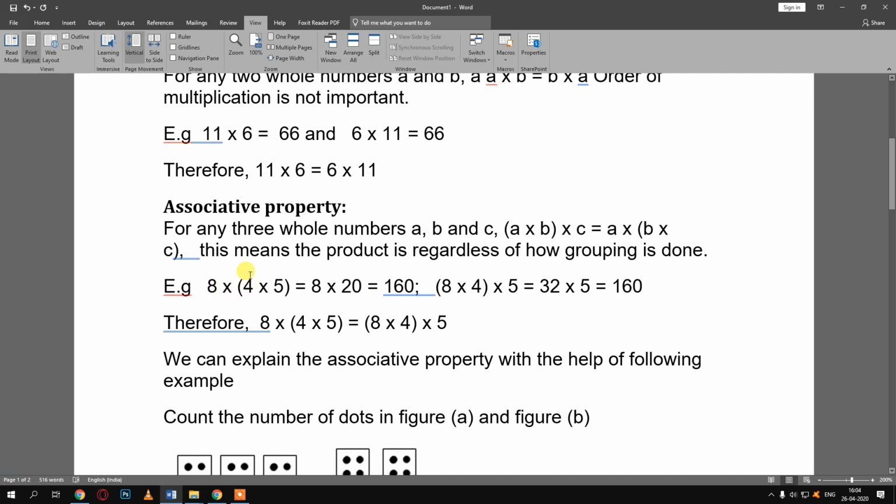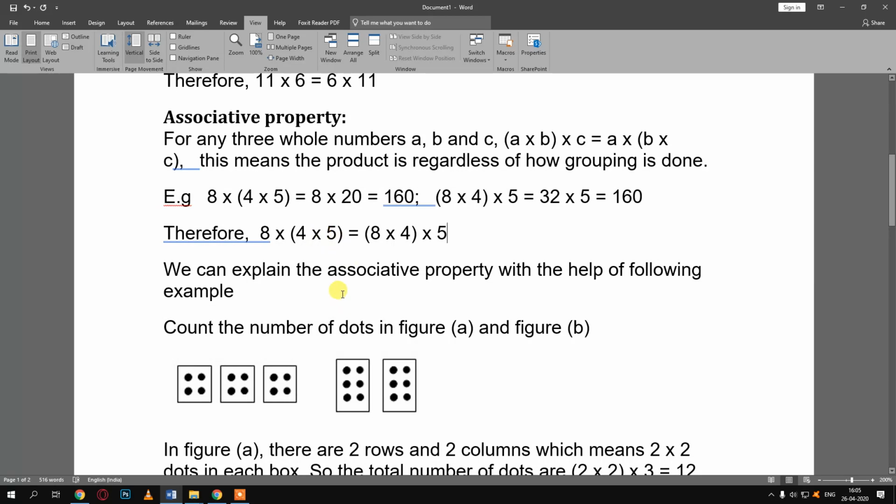8 multiplied by inside bracket 4 into 5 will be equal to 8 into 20. Why? Because we will solve the bracket first. 5 4s are 20, so 8 into 20 we are getting the answer 160. In the second case, we are grouping the first two numbers, that is 8 into 4, and then multiplying it by the third number, that is 5. So we will solve the bracket first, 8 into 4 is 32, and then 32 into 5 again we are getting 160. So you can see in both cases the answers are the same. 160 here also and 160 here also. So this is the associative property.